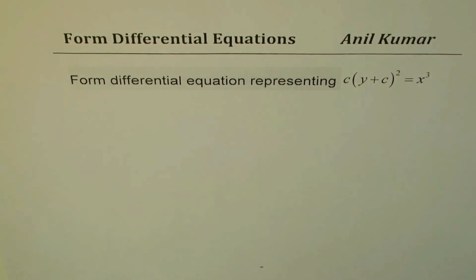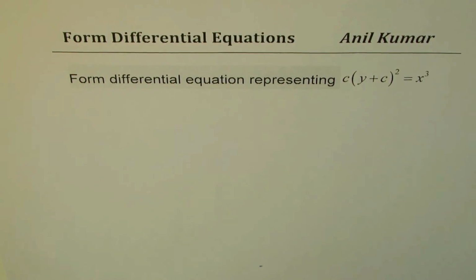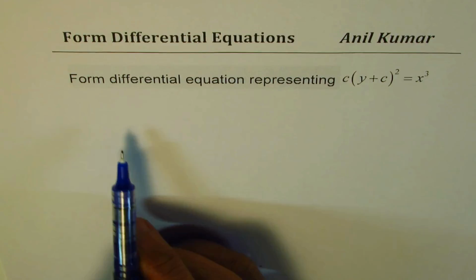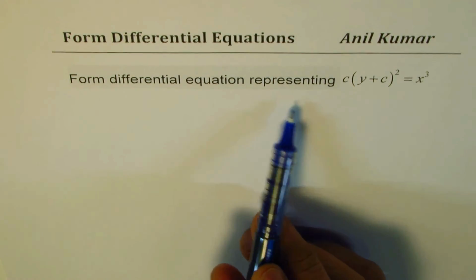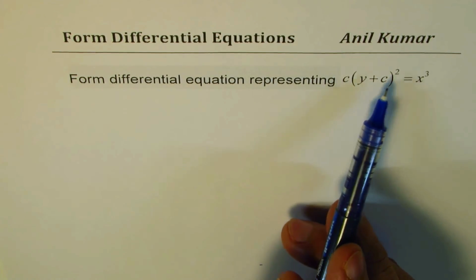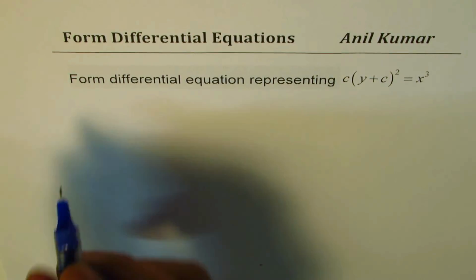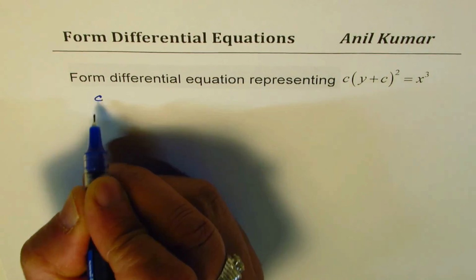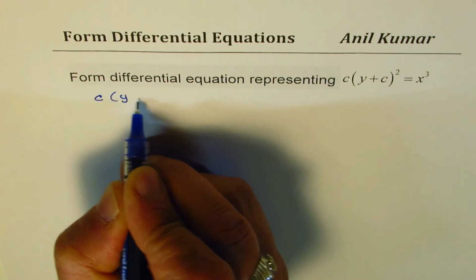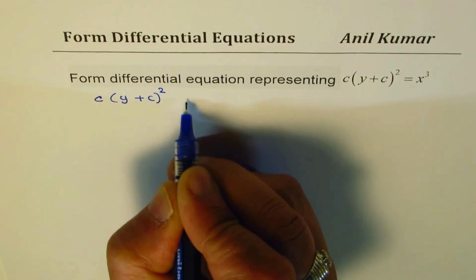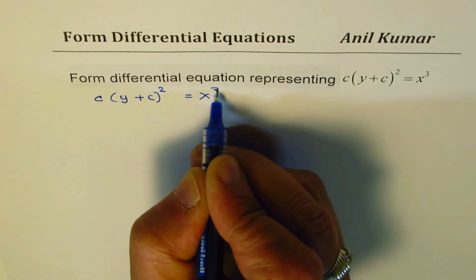Now here is the last example from our set. We'll look into forming differential equation represented by c times y plus c whole square equals to x cube. So the given equation is c times y plus c whole square equals to x cube.